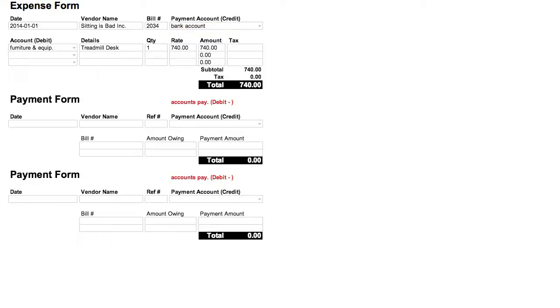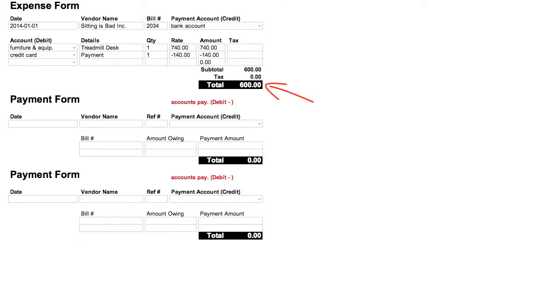For the payment account, she chooses her first payment method, which is her bank account. Then for her account to debit, she chooses the furniture and equipment asset account. But you can see that the total is $740, and she only paid $600 using her bank account. So the solution is to deduct the $140 credit card payment using the second account line. To do so, she chooses her credit card account and a negative amount of $140. Now the total is $600.